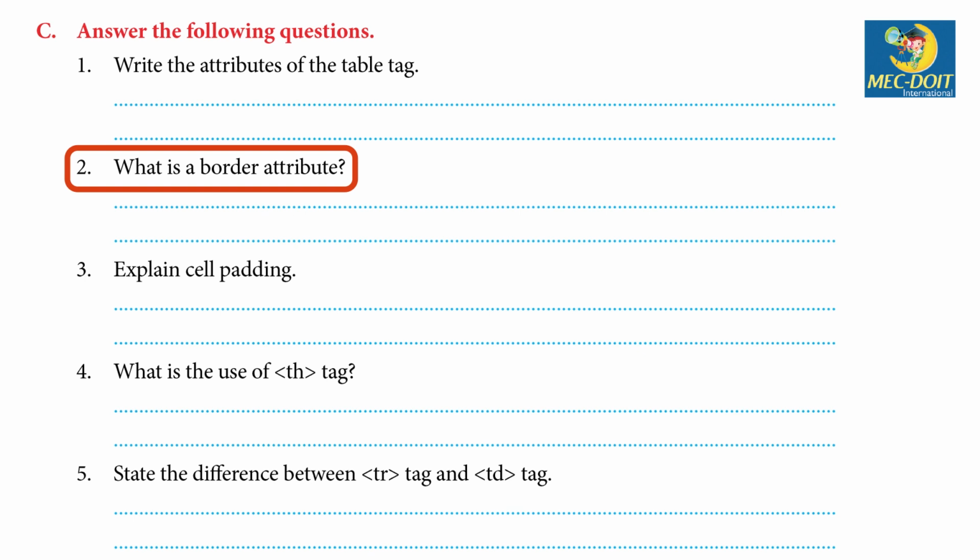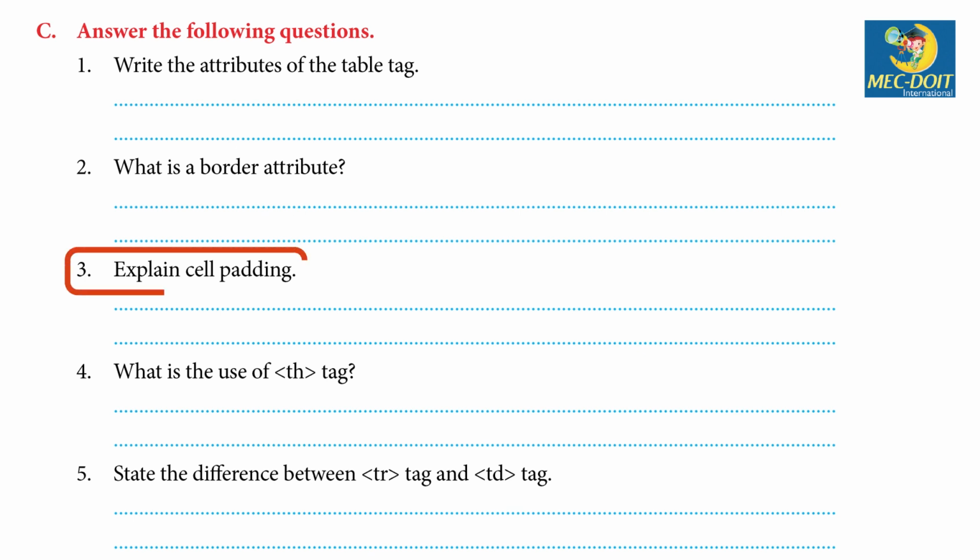2. What is a border attribute? Answer: a border can be specified using the table tag's border attribute. A number is required for the border attribute. 3. Explain cell padding. Answer: cellpadding is the appropriate attribute if you want to modify where cell data is placed in relation to the borders of the cell. Sometimes we wish to position the cell data so that it is farther from the cell borders for better clarity. This improves the readability of the table's content.